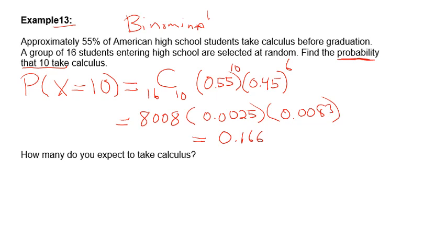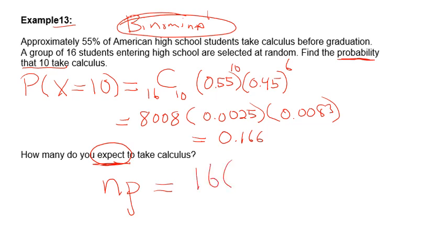Next question. How many do you expect to take calculus? Well, this again is binomial. I expect n times p to take calculus. N is 16, p is 55%, right? So 16 times 55% is 8.8. So expect 8.8 people to take calculus of the 16.